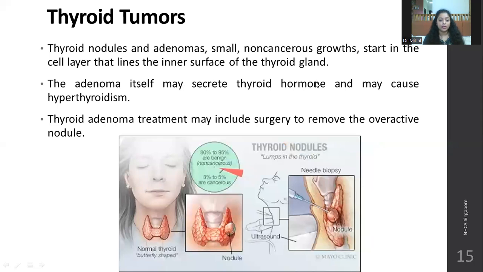Then thyroid tumors, thyroid nodules or tumors or adenoma. Adenoma means your body has different kinds of cells, right? Glandular cells are the cells that are supposed to secrete something, either mucus or hormones. The cells that make up the tissue that is supposed to secrete something, if any tumor takes place in the glandular cells, we call it adenoma. Carcinoma, adenoma.